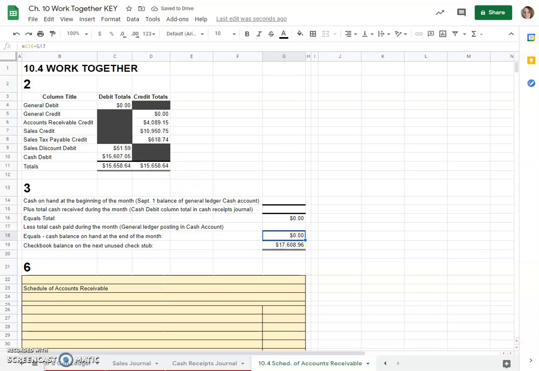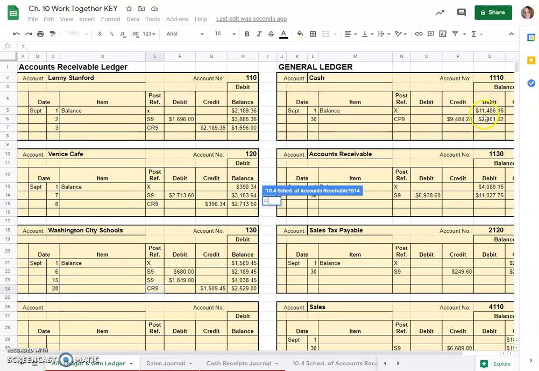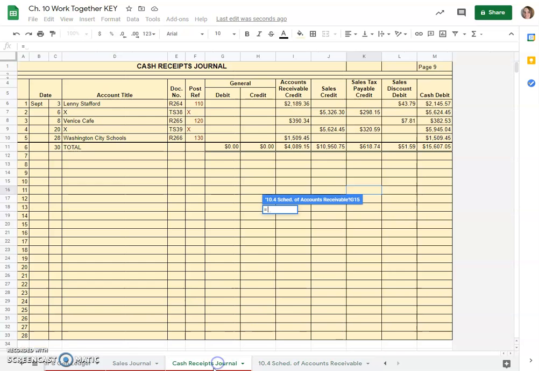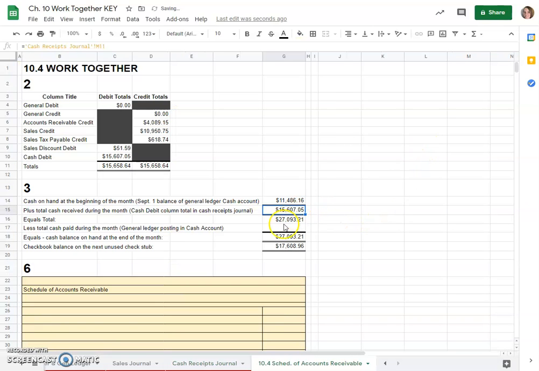So, cash on hand at the beginning of the month. So, the September 1st balance of cash. I will just go back to my general ledger. Cash, September 1st balance. There it is. And then I'll just hit enter. Plus total cash received during the month, which is the cash debit column total in your cash receipts journal. So equals, we'll go to my cash receipts journal, cash debit, enter. Equals the total, just added those together.